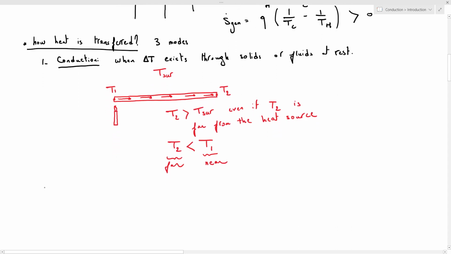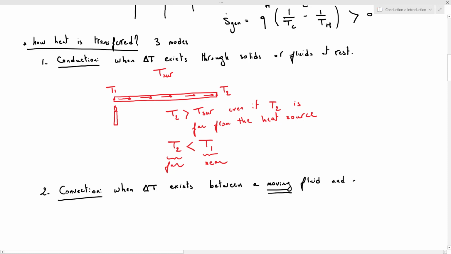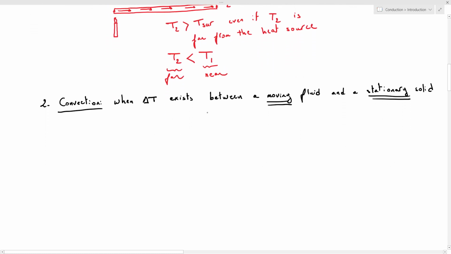For the second mode of heat transfer, it is heat transfer by convection. It occurs when we have a temperature difference, when delta T exists between a moving fluid, so here we talk about motion, and a stationary solid. So mainly we should have a moving fluid and a stationary solid.